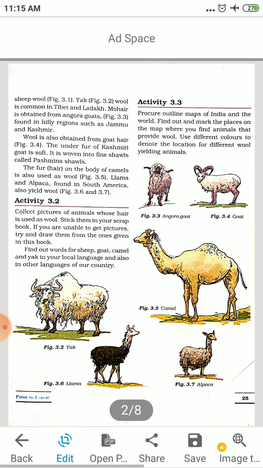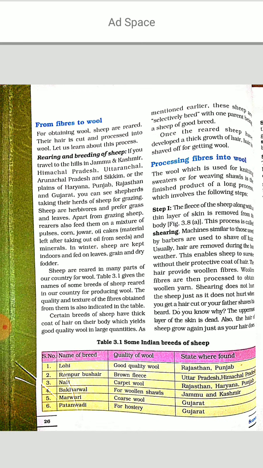Llama and alpaca found in South America also yield wool. Activity. Collect pictures of animals whose hair is used as wool. Stick them in your scrapbook. You don't need to do all this. Find out words for sheep, goat, camel, yak in your local language. No need to do all this. So we will just jump from fiber to wool. For obtaining wool, sheep are reared, the hair is cut and processed into wool.